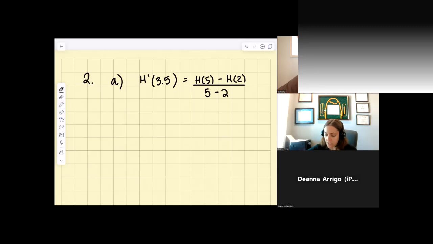Yeah. And this actually comes up in physics too, average rate of change. They'll ask you almost literally the same question. Yeah, that's good. So you can use it in both places.